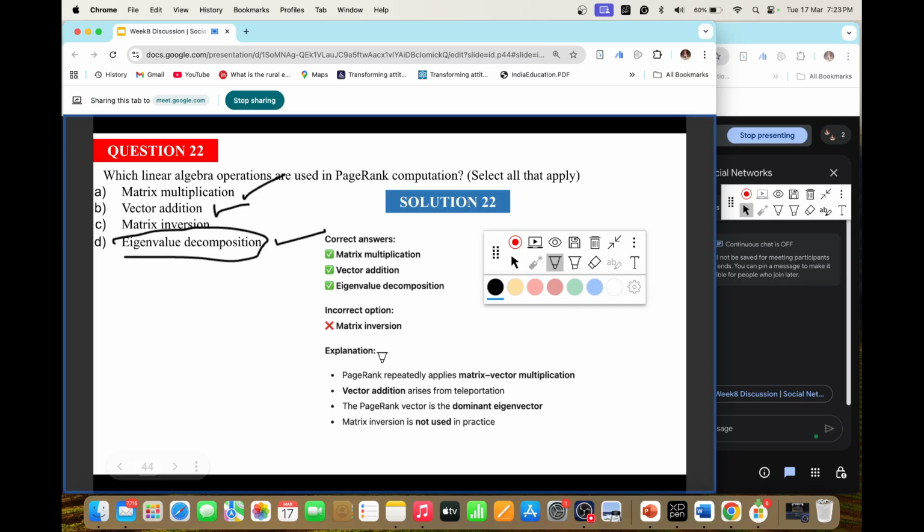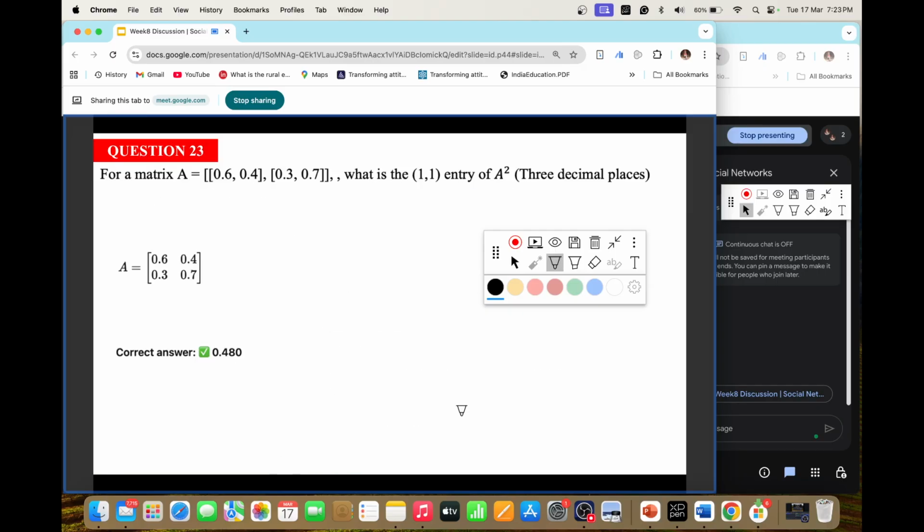PageRank repeatedly applies matrix-vector multiplication. Vector addition arises from teleportation. The PageRank vector is the dominant eigenvector. So this you have to understand. Matrix inversion is not used in practice. So option A, B as well as D is the correct answer.